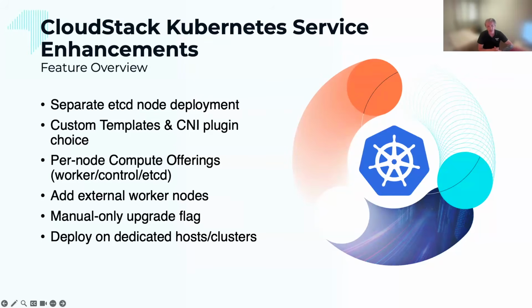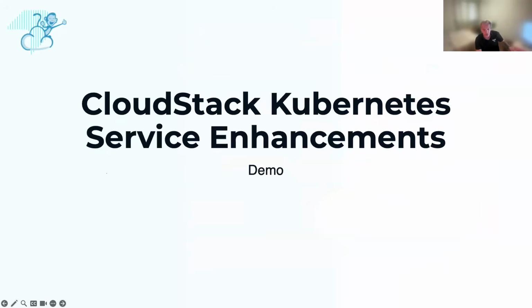Each node type can have its own compute offering, and that's an interesting part because you don't need to choose the same compute offering for all components in the cluster. It's a part that I'll explain a little bit after. A manual upgrade flag is included as well, if available, to give administrators full control over upgrade timing, for example. And the last one: a cluster can now be deployed on a dedicated host or cluster for isolation and compliance. So let me do a demo related to this new feature.